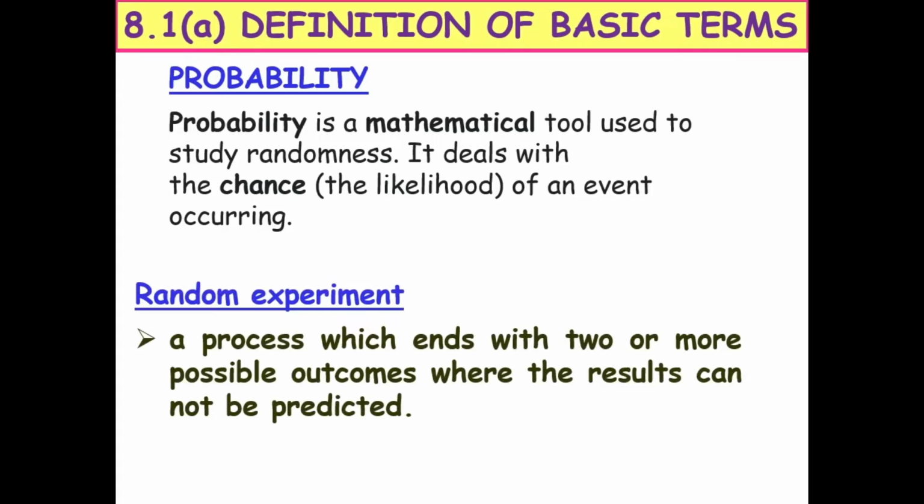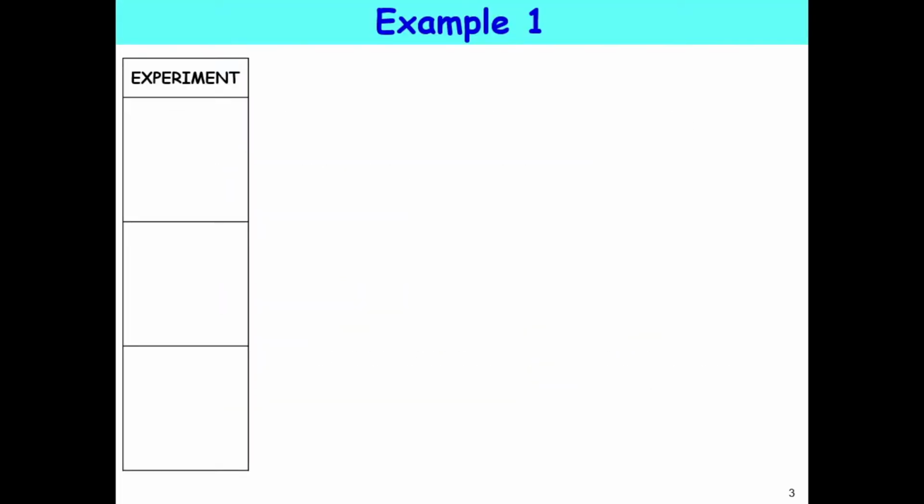The first basic term is the random experiment. A random experiment is a process which ends with two or more possible outcomes where the result cannot be predicted. We do not know which outcome will happen. A typical example of a random experiment is rolling a die. The outcome can be either 1, 2, 3, 4, 5, or 6.